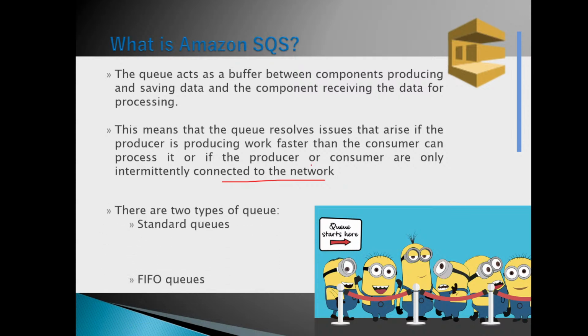There are two types of queue. This is a category of the queue. The first is the standard queue and the other is FIFO. But before that, let's go to the console and create a queue.